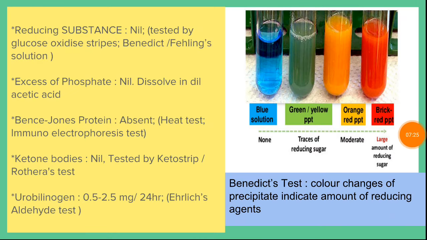Here a Benedict's test diagram is described below. The color of the precipitate indicates the amount of reducing sugar. The blue color shows the least amount of reducing sugar, then green more, then yellow much more, and brick red shows a large amount of reducing sugar present.